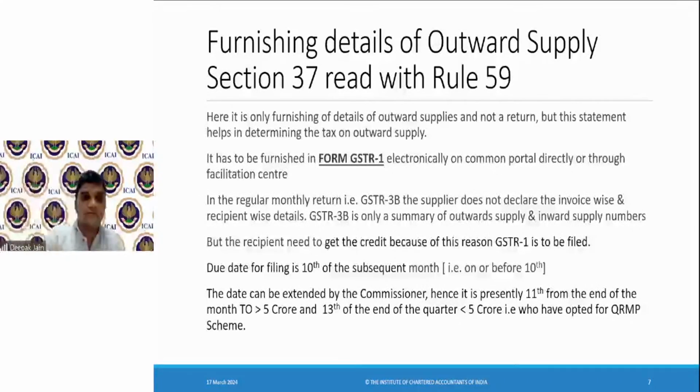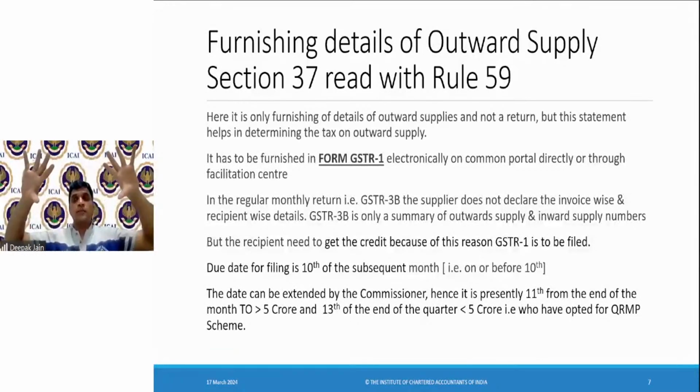Now, these details of outward supply have to be furnished in Form GSTR-1 electronically on the common portal directly or through the facilitation centers, that is GSPs and other things. In the regular monthly return, that is 3B, the supplier does not declare the invoice-wise and recipient-wise details. So we'll come to 3B, but here we have to understand the importance of GSTR-1 because the data we give in GSTR-1 is so huge. But in 3B, we give just one line item.